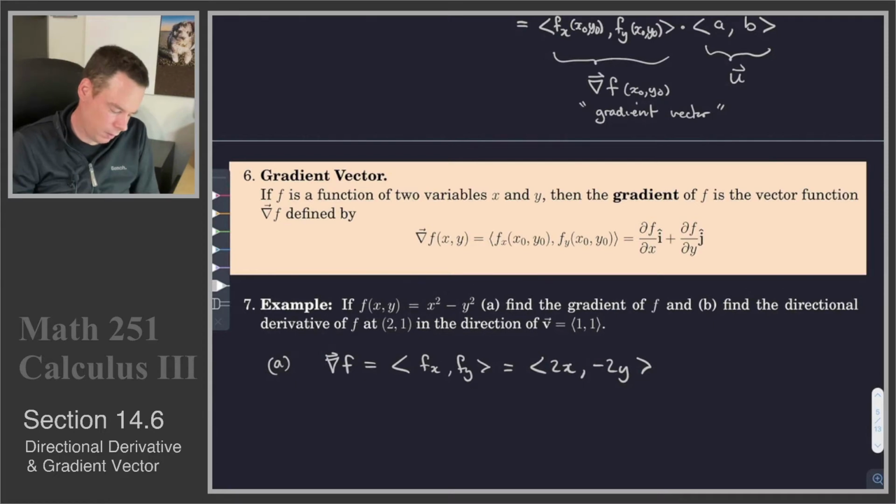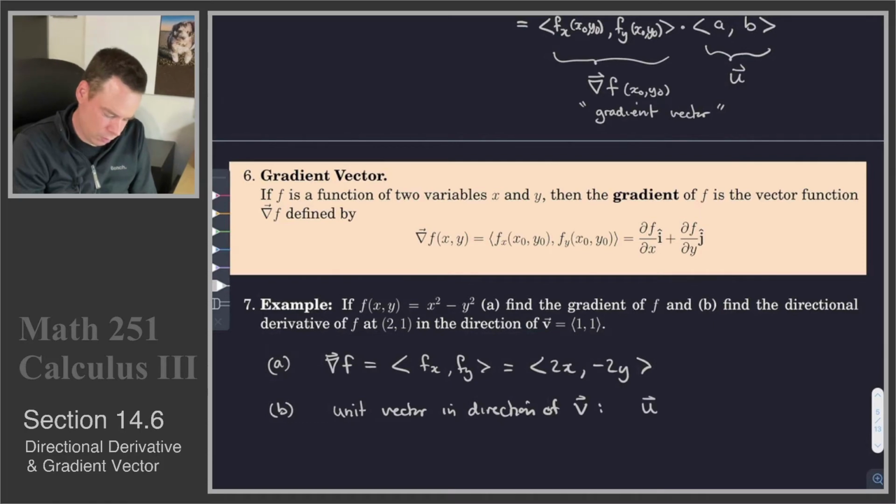And we also want to find the directional derivative at a particular point in a particular direction. So we want to find a directional derivative in the direction of v. We need a unit vector in that direction because our directional derivative depends on the fact that our direction is defined by a unit vector. So what is the unit vector in the direction of v? We'll call that u, and that's just v over its magnitude, or (1 over root 2, 1 over root 2).